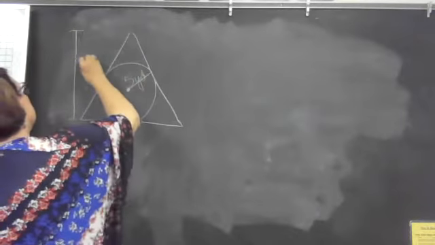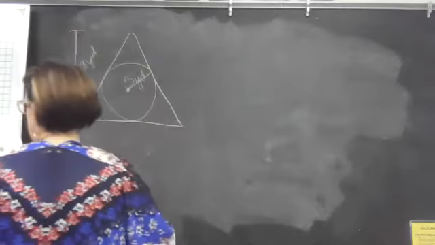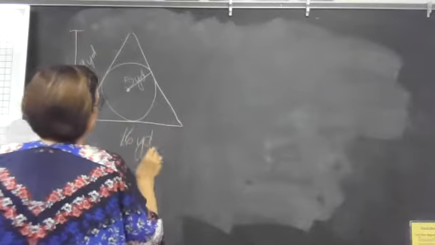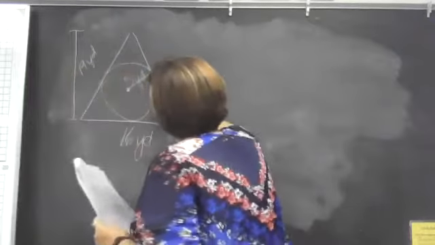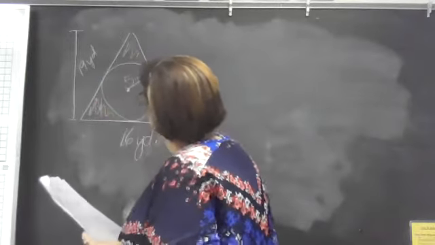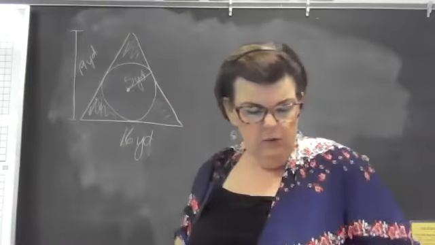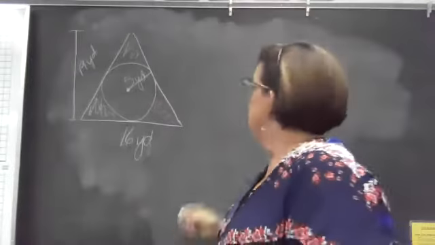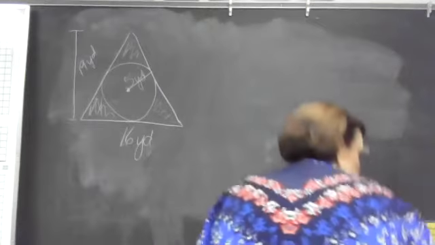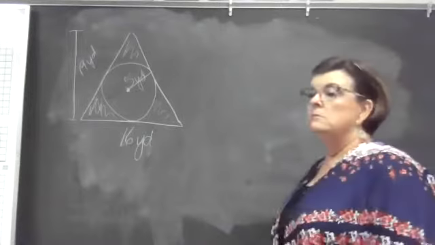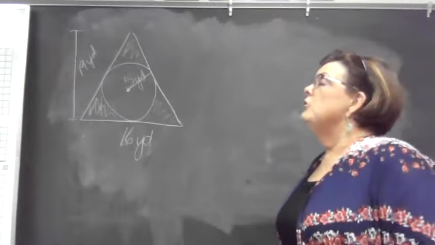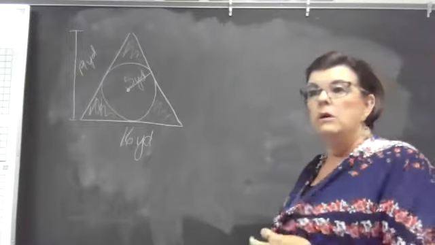So 19 yards. And 16. Okay. And we need to find this shaded area. So what do you think our plan would be here? Let's decide on a plan before we do the math. What would be the plan? Start by thinking.